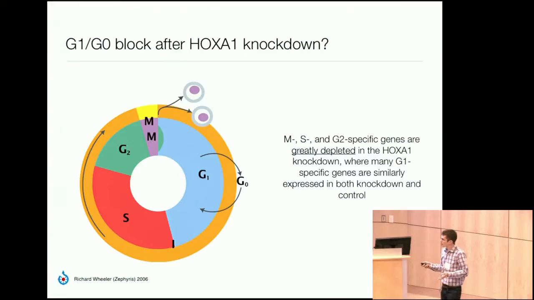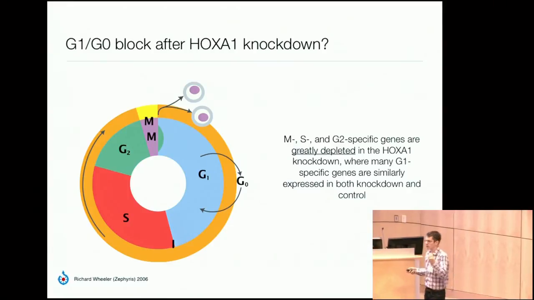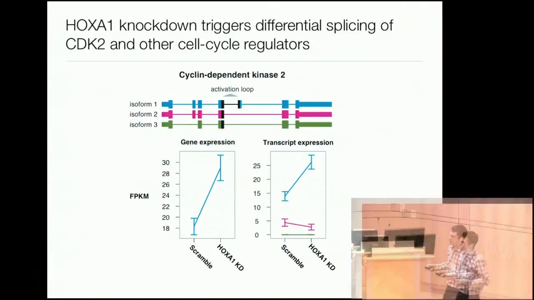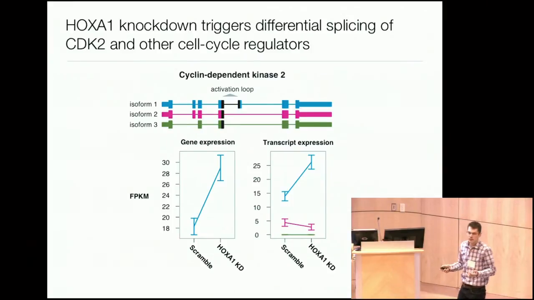As we were exploring the data set, it became pretty clear that the cells that were remaining on the plate after HOXA1 knockdown were stuck in G1. They were stuck in a particular phase of the cell cycle. And all the other cell cycle phase-specific gene sets were greatly depleted. So we started looking at classic regulators of the cell cycle and cell cycle associated genes.